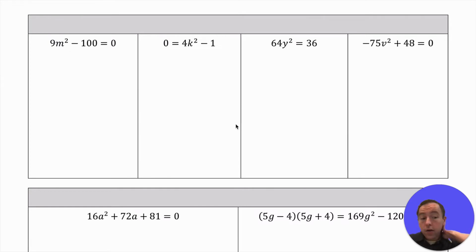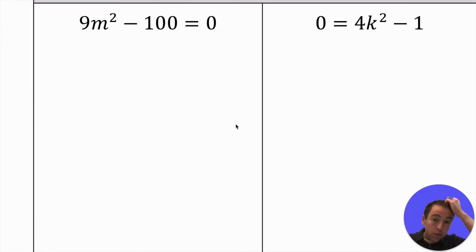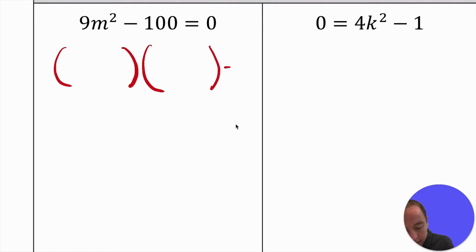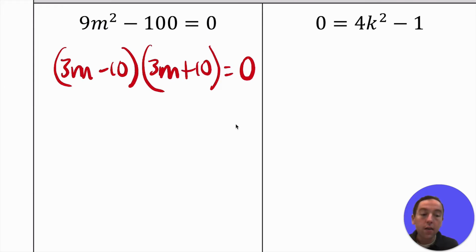To solve this quadratic, we might try to factor this. Checking for a GCF first, there is no GCF of 9m squared and 100. Just to note, 9 and 100 are both perfect squares, and there is no middle term, so we're just factoring a difference of squares right here. It does factor nicely as 3m minus 10 times 3m plus 10, and then you can use the zero product property at this point.